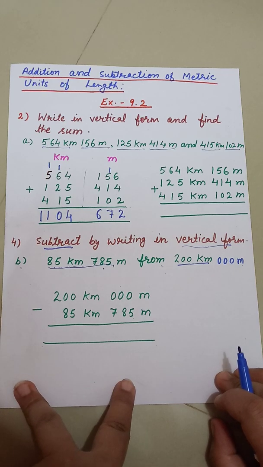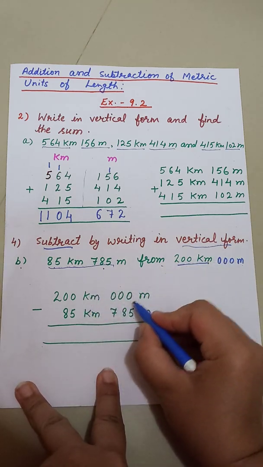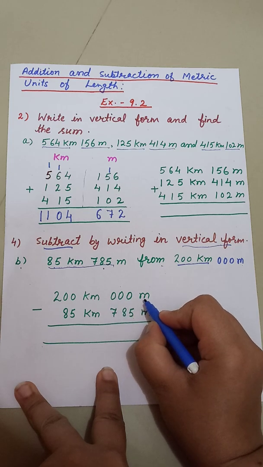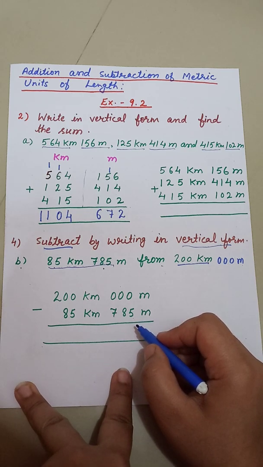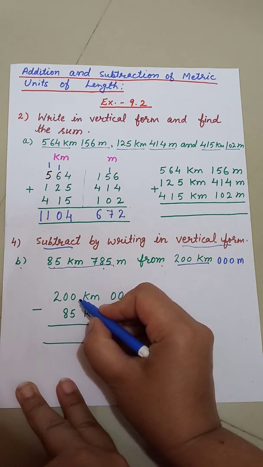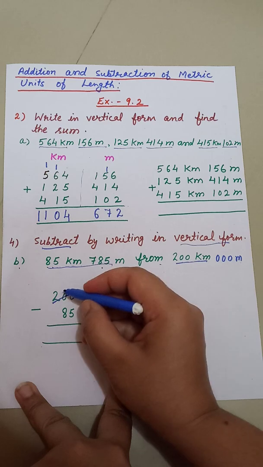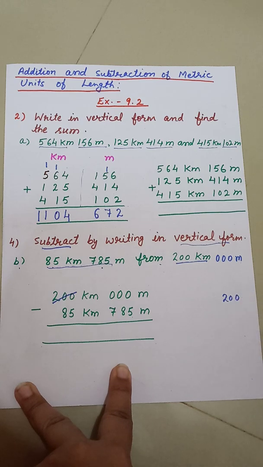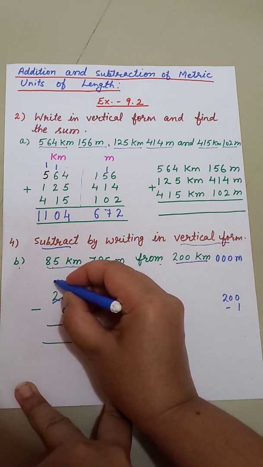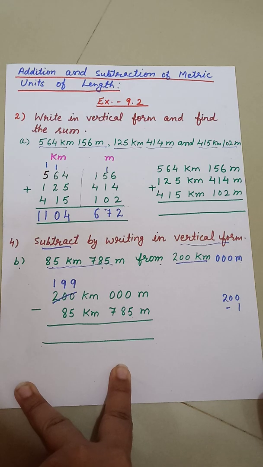Subtraction is also done in the same way that we have already done. You can see there we have 000 meter. So we cannot subtract this 785. So what do we have to do? We have to borrow from these kilometers. So we are borrowing 1 kilometer from here. If we are taking 1 kilometer from 200 kilometer, what is remaining? That is 199 kilometer.